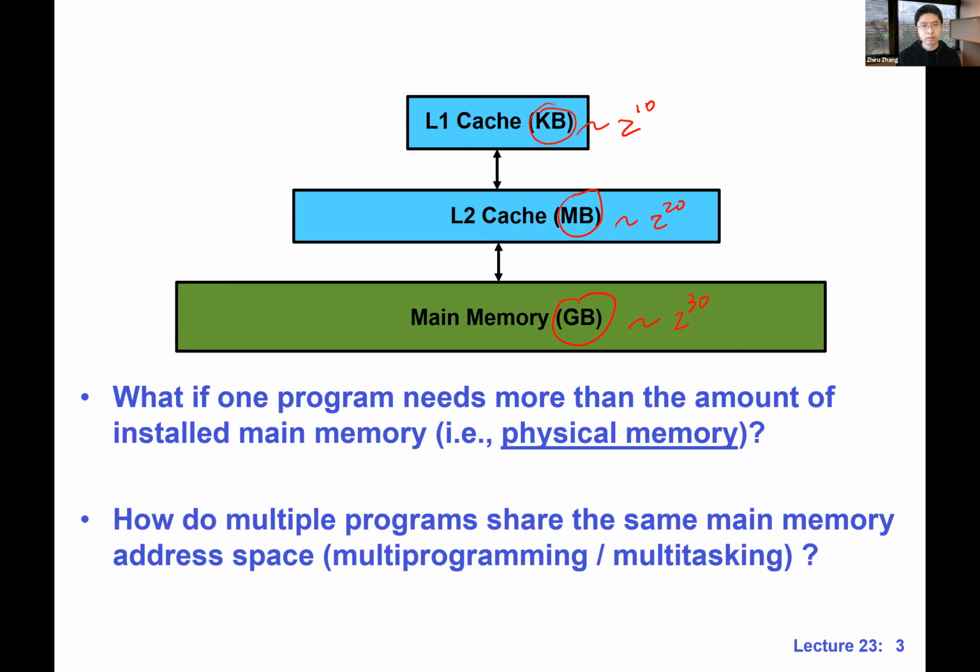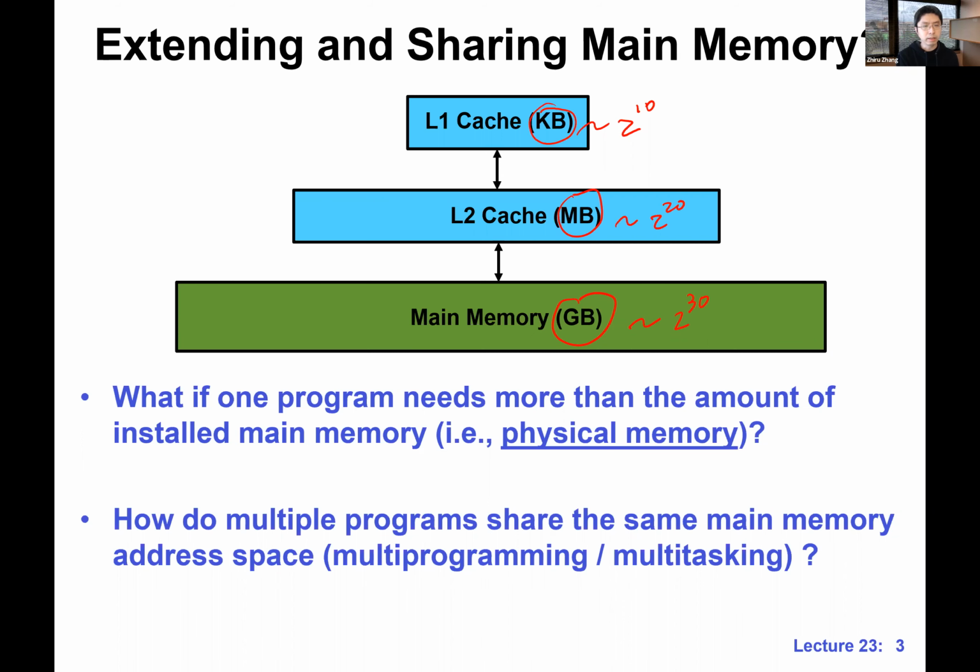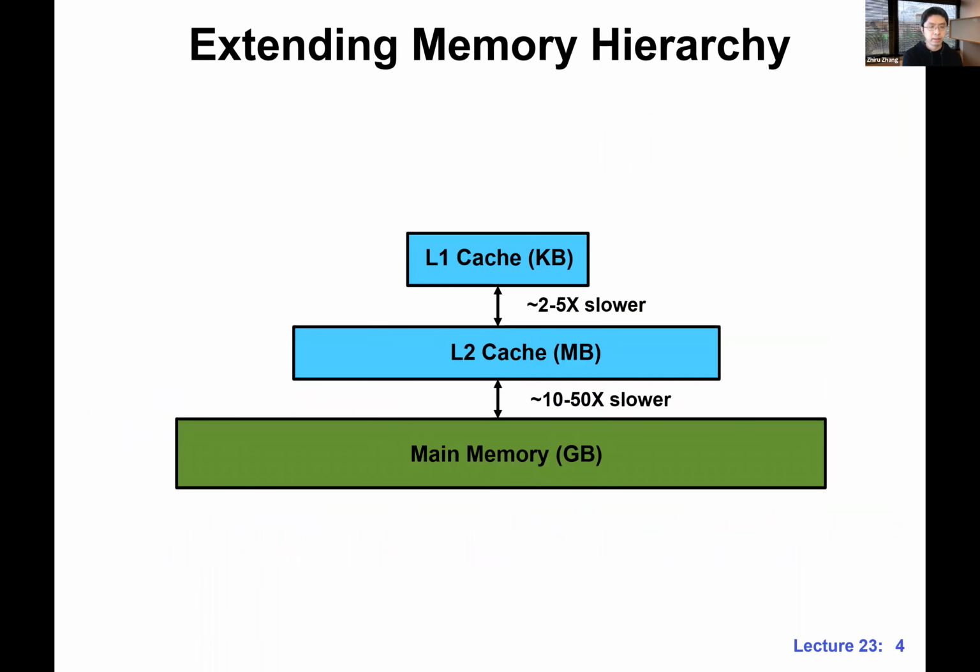Think about it. Your phone is actually running multiple apps. There are some social network apps, like Facebook, Snapchat, and there are some courseware apps like CMS. How can we make them coexist at the same time in the memory system? These are the questions that we are going to try to answer in this lecture: how to extend and share the main memory. Hopefully the setup is clear.